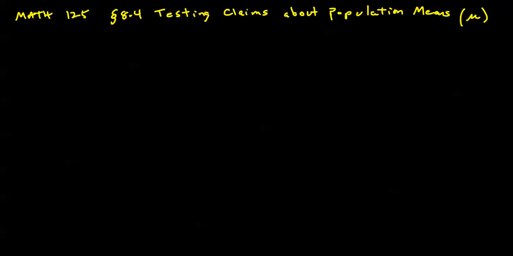Hi, good morning. Today we're going to talk about section 8.4, testing claims about population means. We'll continue with our process of testing hypotheses, and the framework will be largely the same as 8.3, where we tested claims about population proportions. We're going to start out with two contrasting claims. But here, instead of p, we're going to be referring to mu.